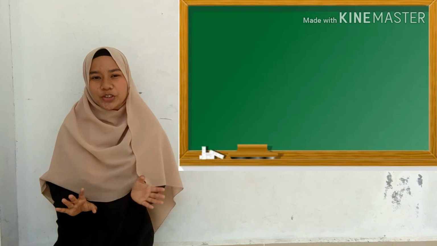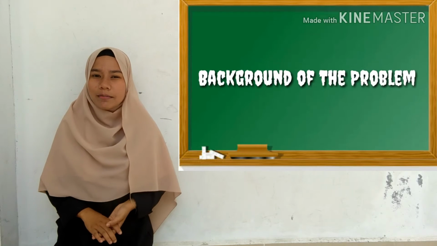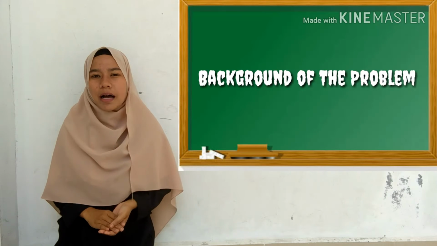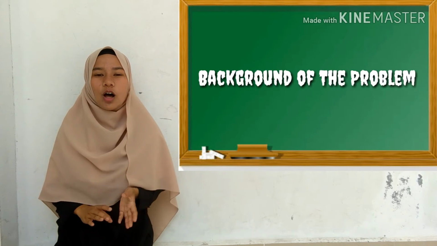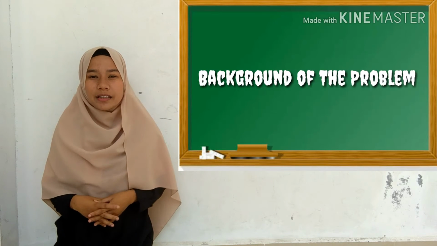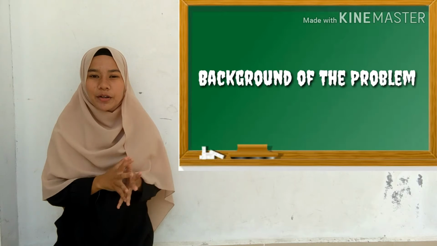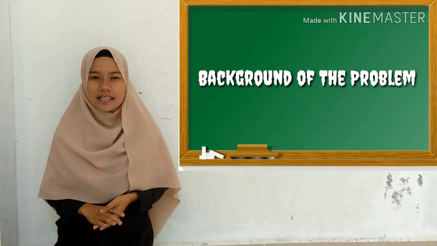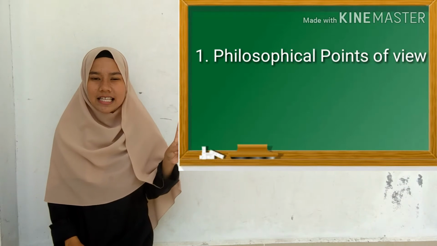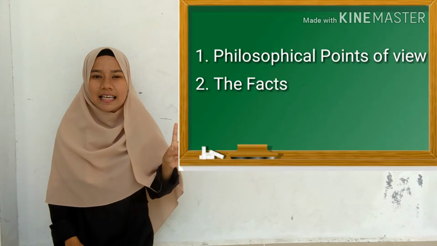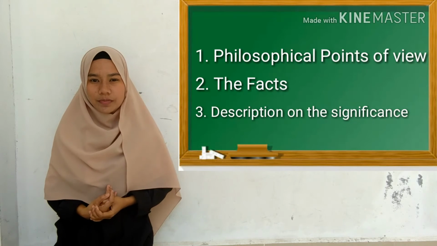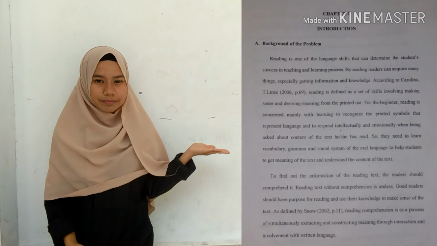Next, we are going to talk about the background of the problem. Based on my friend's explanation, the background of the problem is the basic fundamental of your research. In the background, there are some points that should be there. The first is philosophical points of view. The second is fact, and the last is description on the significance of the research. You can see in my slide.